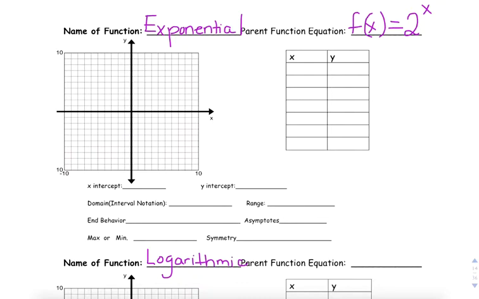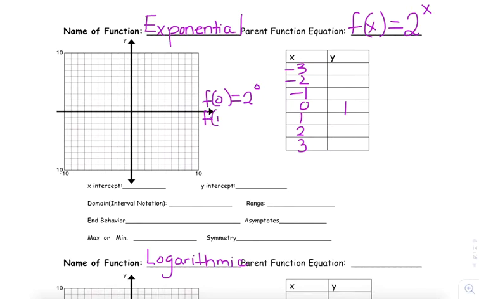But for now, we need to be able to create a table. So we're going to do the same thing. We're going to do some negatives, 0, and some positives. So let's begin inputting values. Let's do f of 0, for example. Hopefully you recall your exponent properties from Algebra 1, and anything to the 0 power is 1.